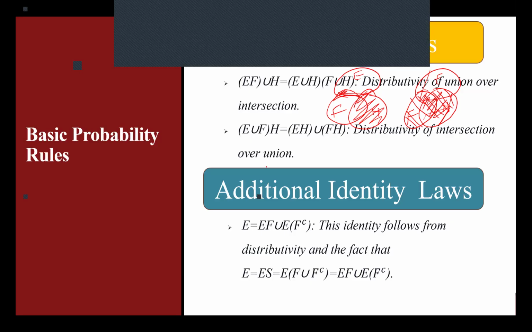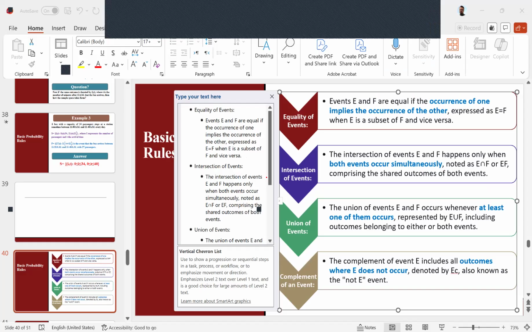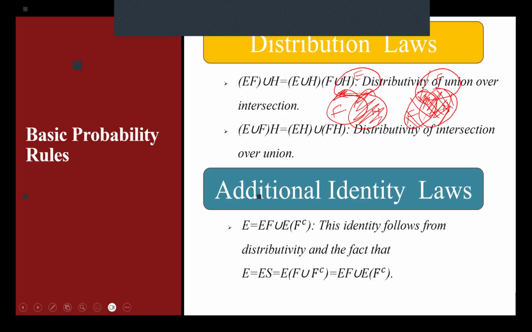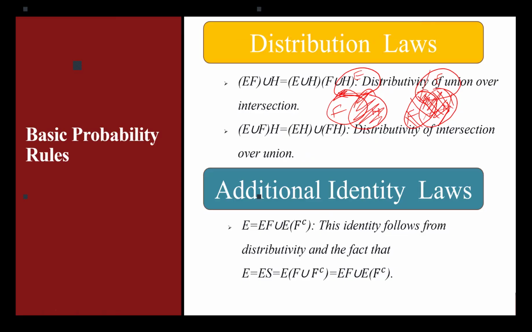Do you see what happened? Yeah. I hope you understand what I said about the distribution of that first one. And the same goes for the second one. The union of E and F, with intersection with H, is going to be the intersection of E and H, union with the intersection of F and H.